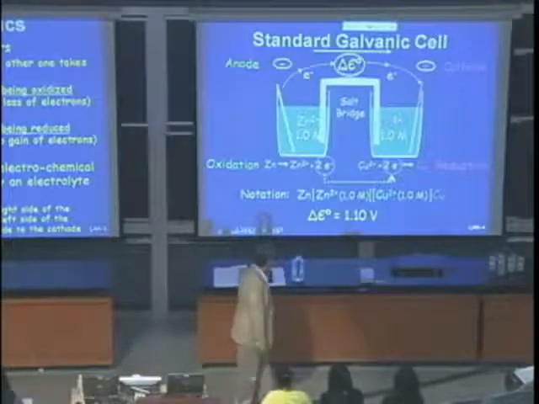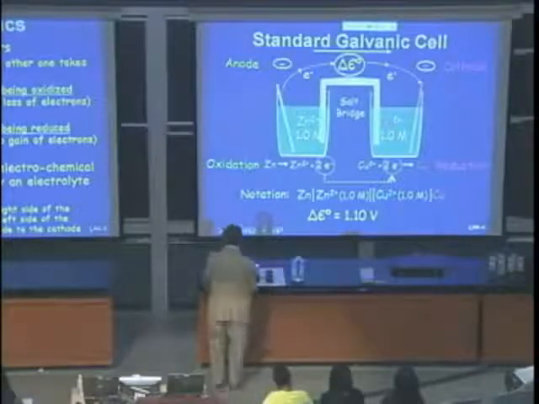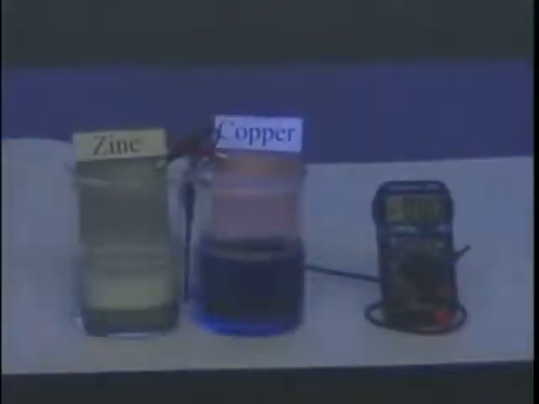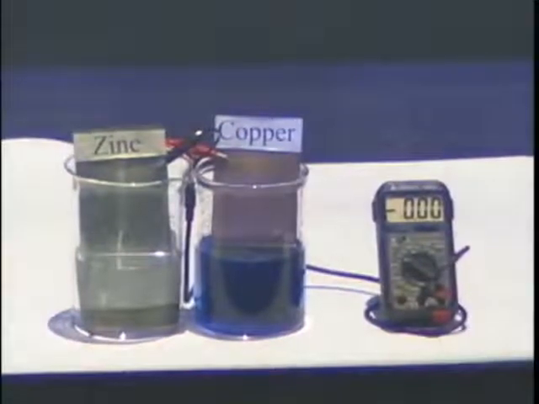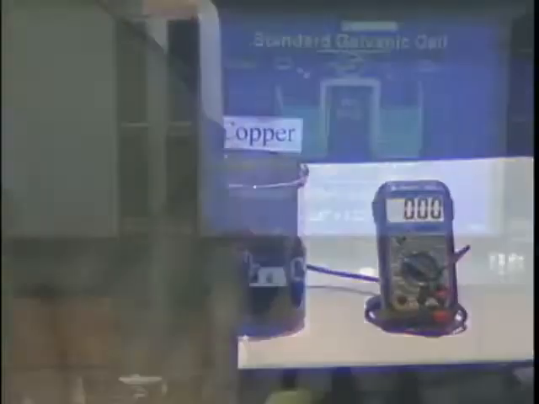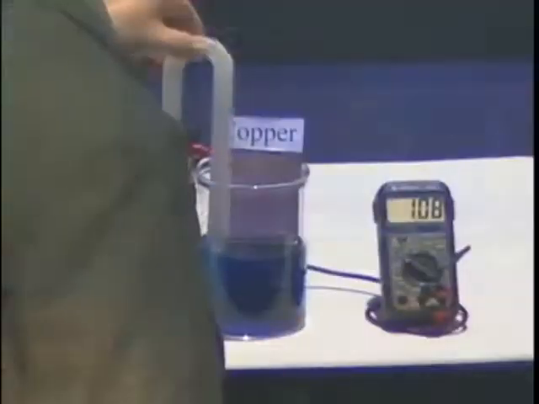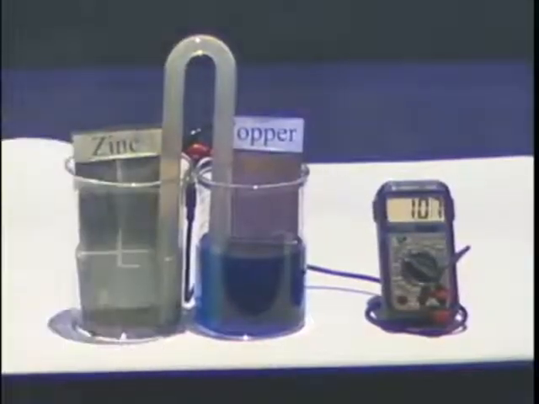So I want to show you this experiment here. I've shown it to you many times, and I scaled it up now a little bit. Here I have a big and a small salt bridge. Let's use the smaller one here. So we read 1.07, 1.08 volts.